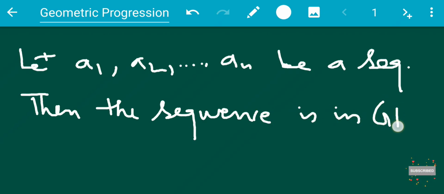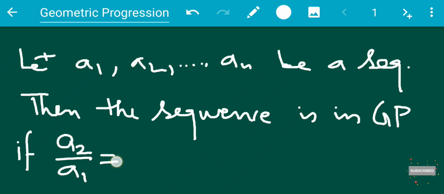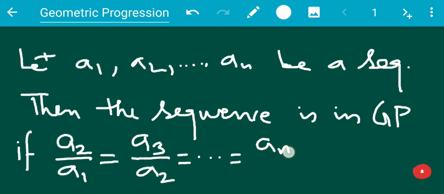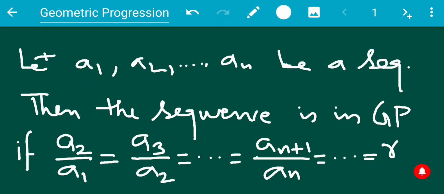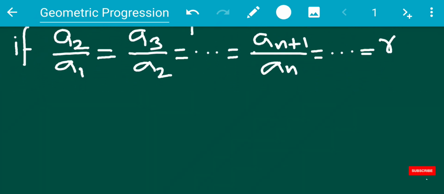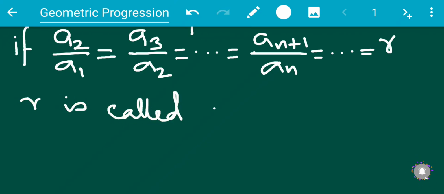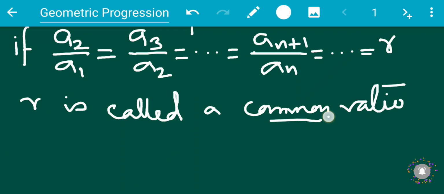is in GP, meaning geometric progression, if a2 by a1 is equal to a3 by a2 is equal to a(n+1) by an, equal to, suppose, r, which is fixed. Okay, the ratio of consecutive terms is fixed, then the sequence is in GP, and in that case r is called the common ratio.